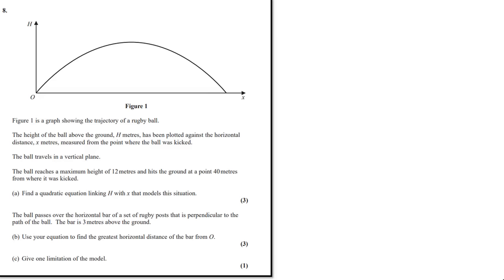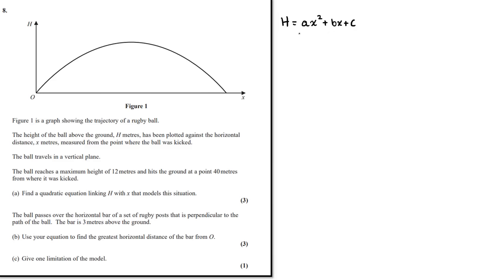For part A, we're asked to find a quadratic equation linking h with x that models this situation. To start, I think this can be a bit tricky if you've not tackled questions like this before, but the first thing to remember is that a general quadratic always has the same form. So it's h equals ax squared plus bx plus c, and that's what we're looking for here. So we're linking h with this quadratic equation.